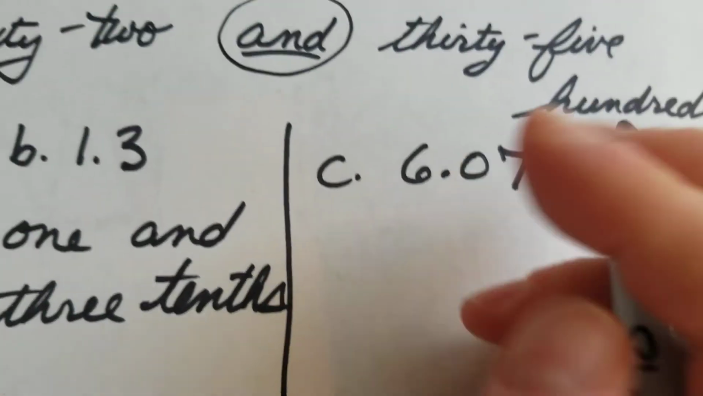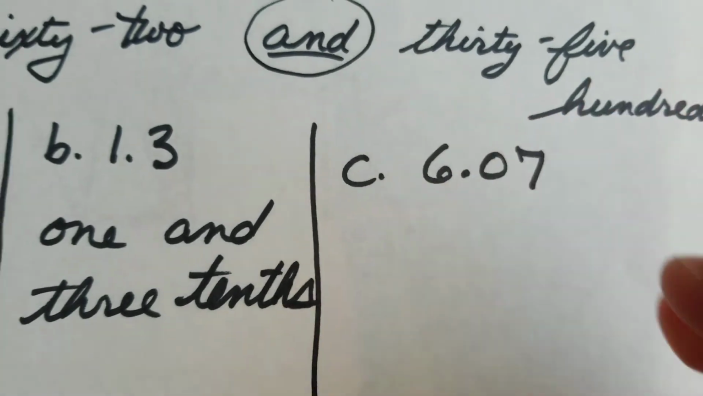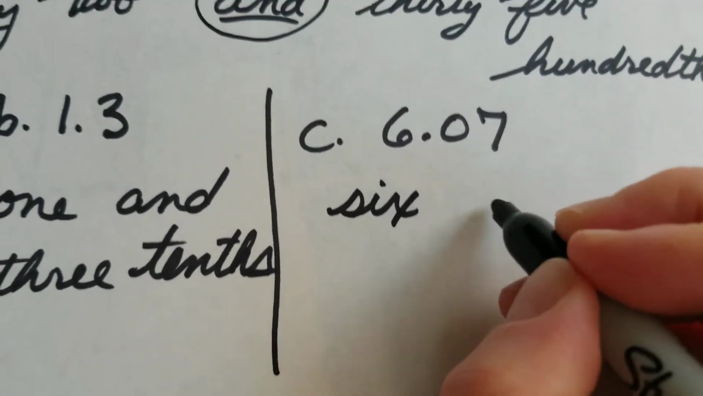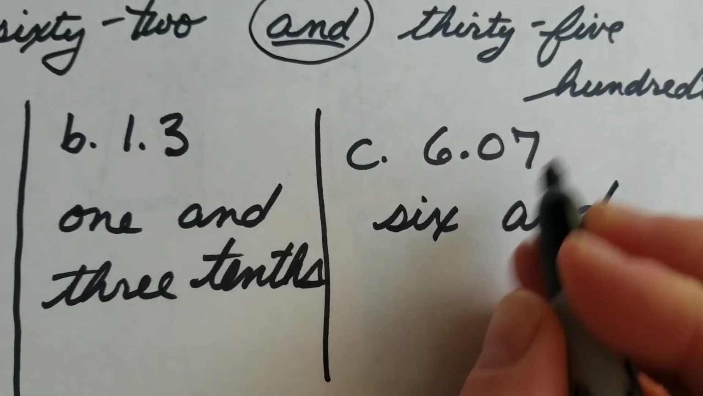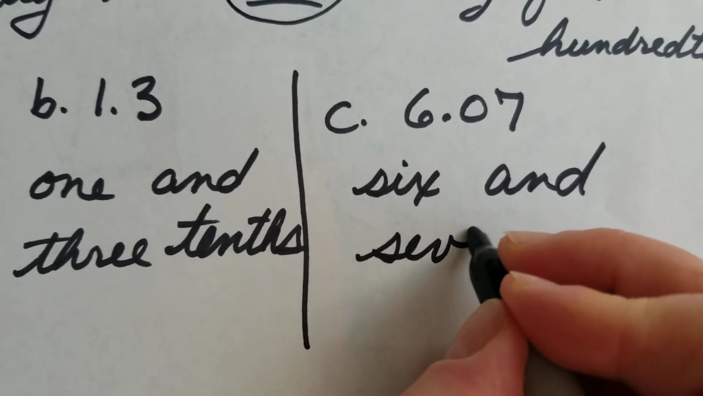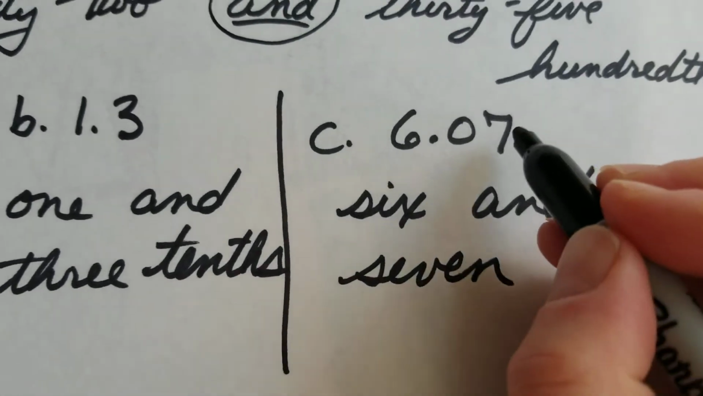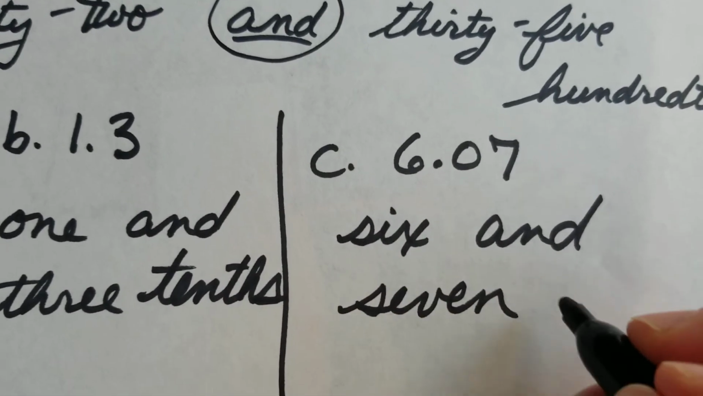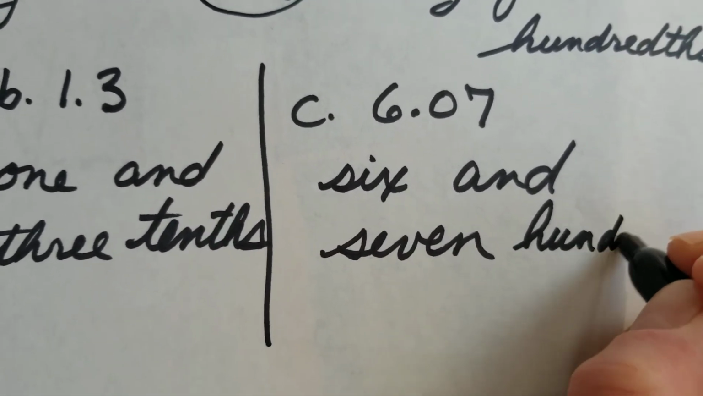Let's look at this next one. We have the digit 6 to the left, so that is a 6. Again, the decimal point is "and." Then we have a 0 and a 7. Do we say 0? No. We just say 7. Right? 6 and 7, what? 7 is in which place? Hundredths place.